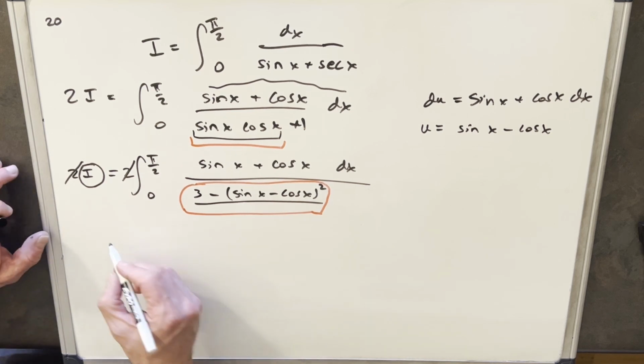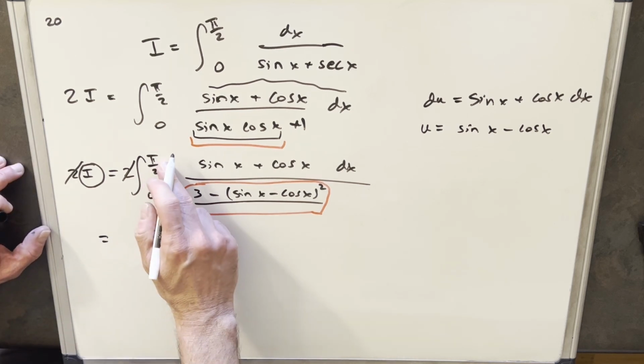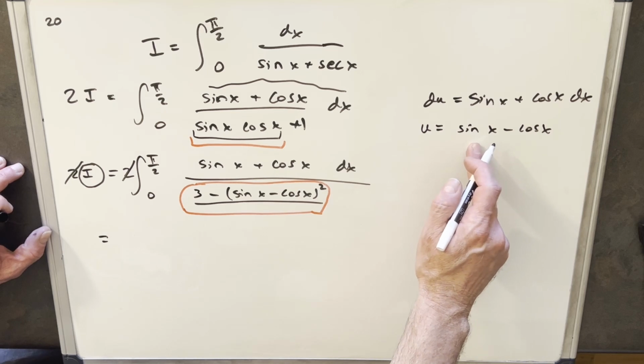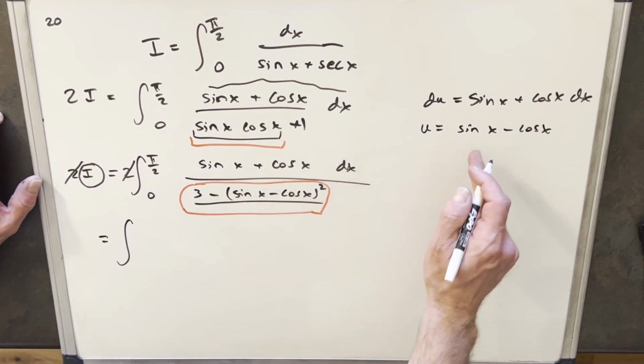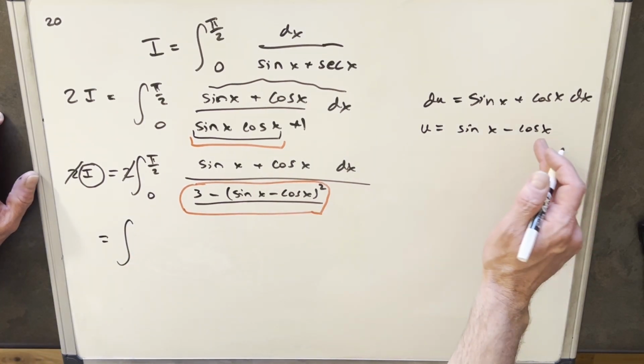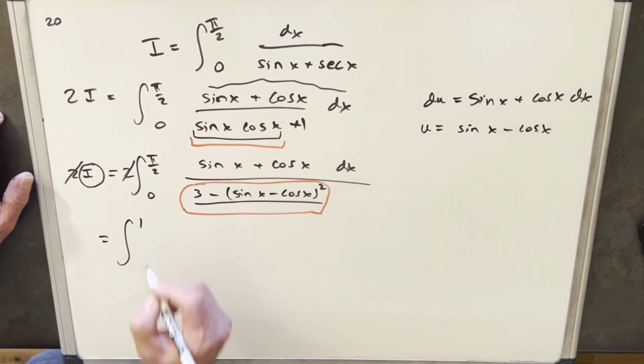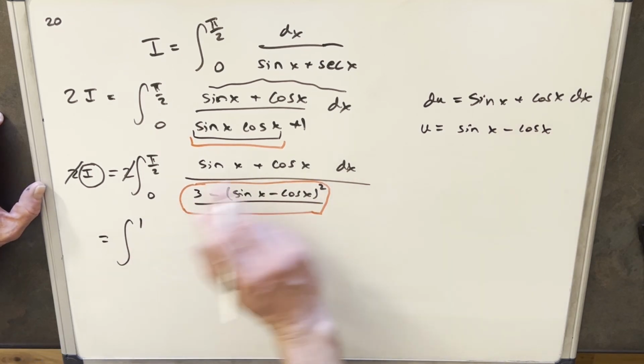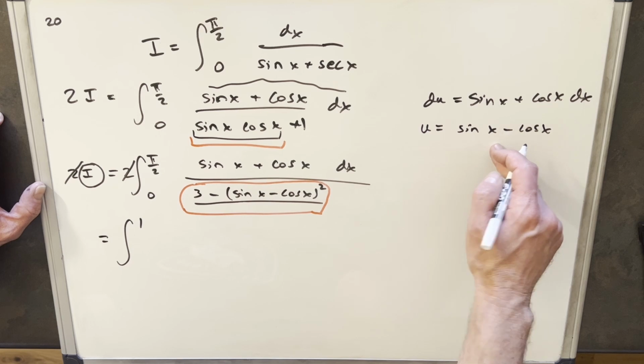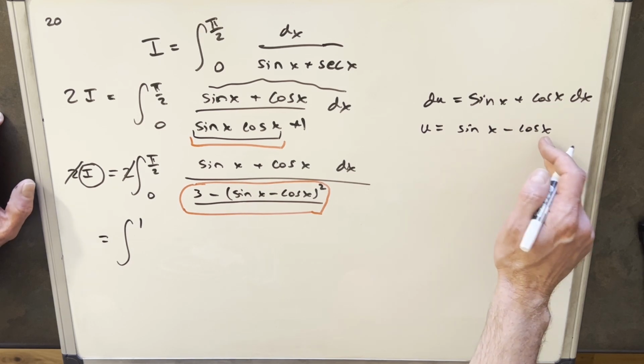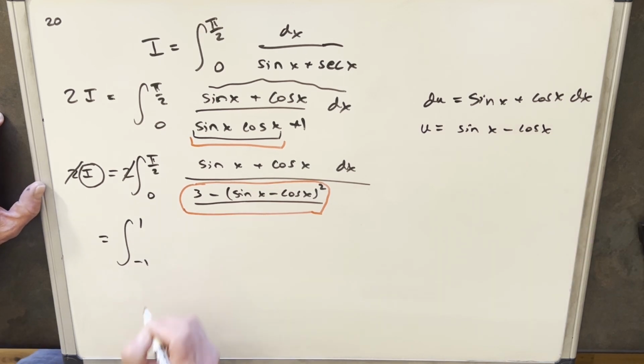But now we can make our u substitution. So first let's update our bounds. So pi over 2, sine of pi over 2 is 1, cosine pi over 2 is 0. So we're just going to have 1 for the upper bound. Then plugging a 0 in, sine of 0 is 0, minus cos of 0 is 1. So we're going to have minus 1 here.